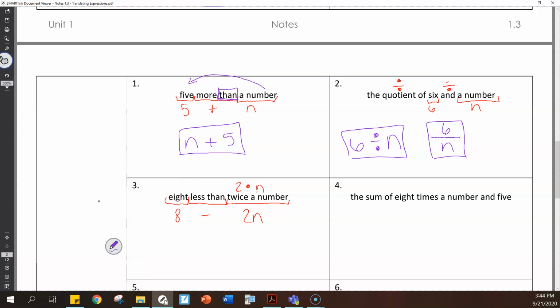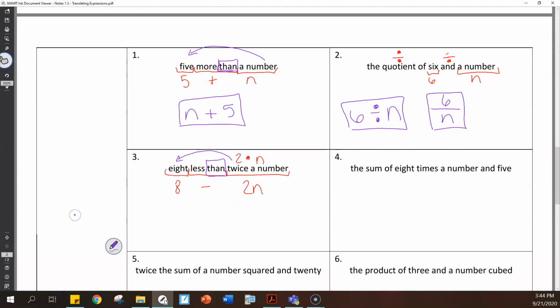Then I check this. I've got that than, so I've got to switch these around. I want my twice a number to come first. I'm still subtracting, and my 8 is there. Okay. If you did this as 2 times n minus 8, that's correct as well.